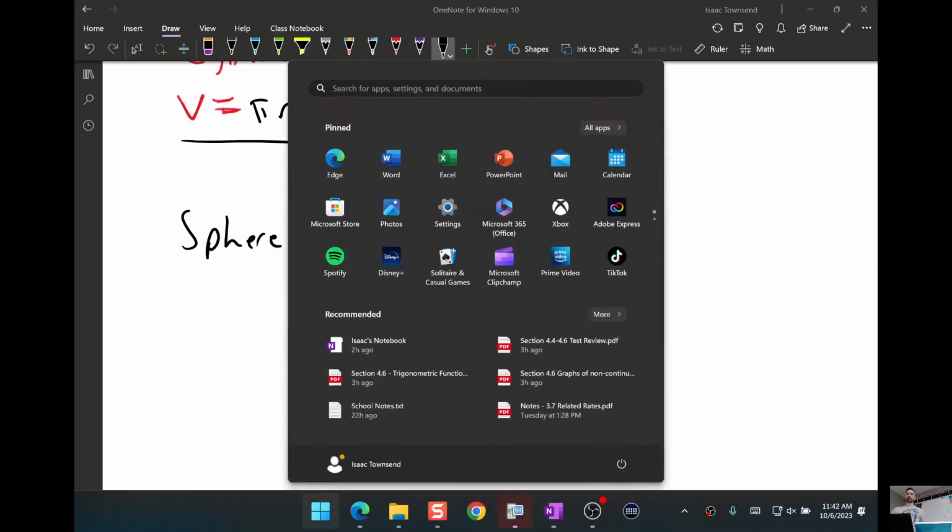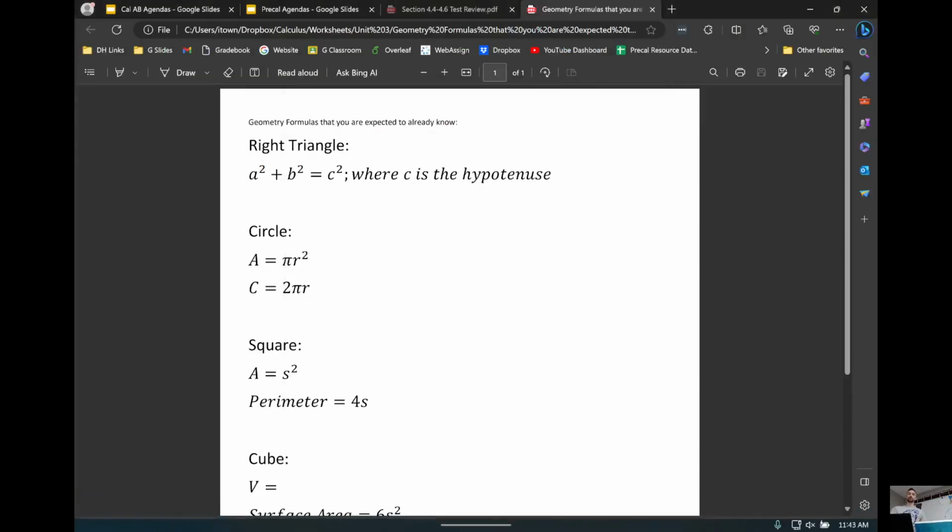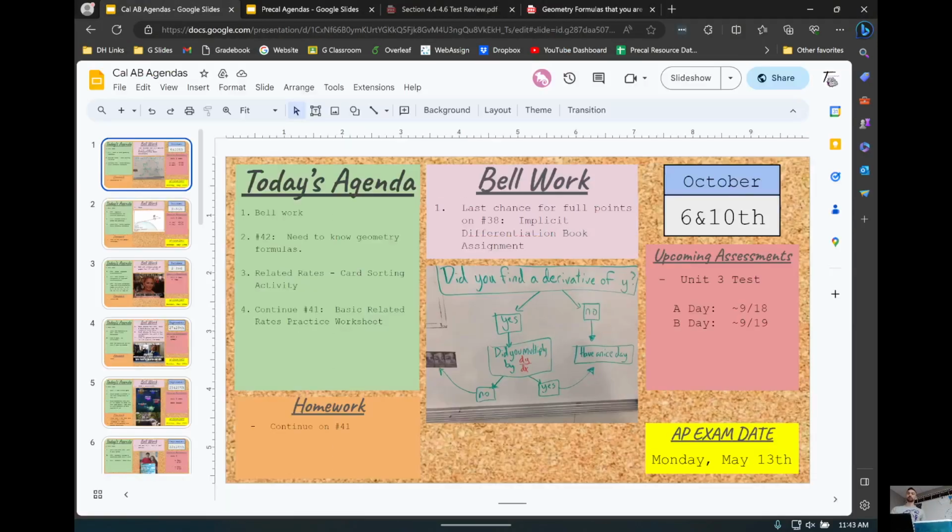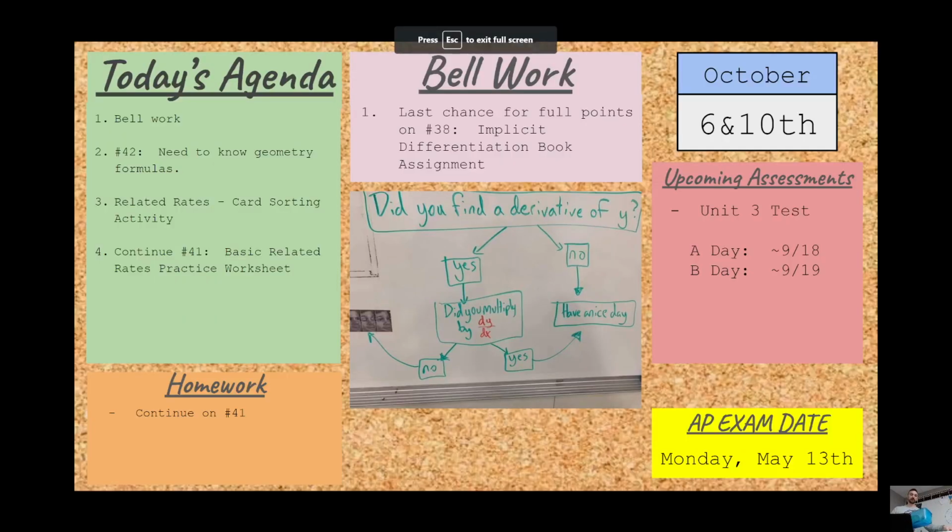Okay, anything y'all want to clarify about that? Okay, then before we work on the number 41 worksheet, I'd like us to do this card sorting activity. So you want to get these out, work with your neighbor.